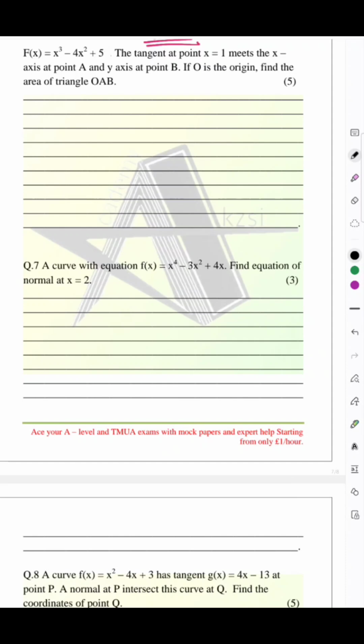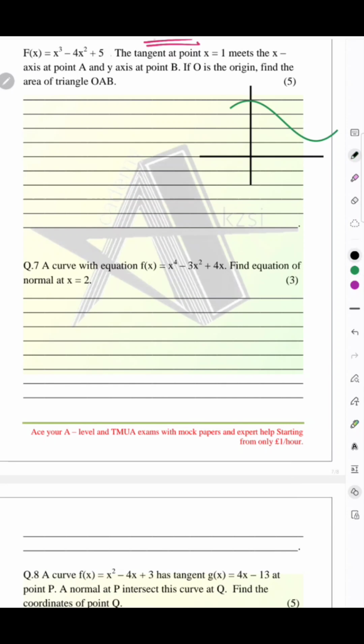Question number 6 says f of x is equal to x cubed minus 4x squared plus 5. The tangent at the point x equals 1 meets the x-axis at point A and the y-axis at point B. If O is the origin, find the area of this triangle. So see, this is the x-axis and y-axis, and we have this curve. Let's say it looks something like this, for example.